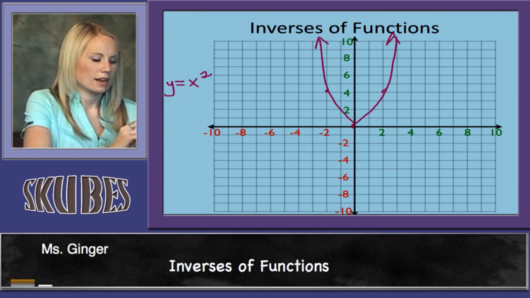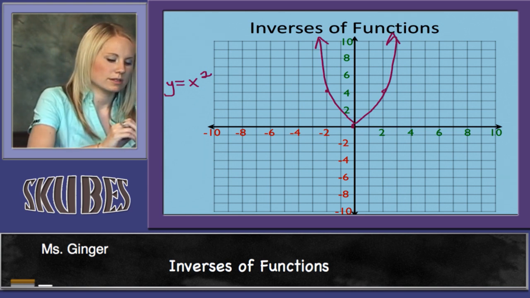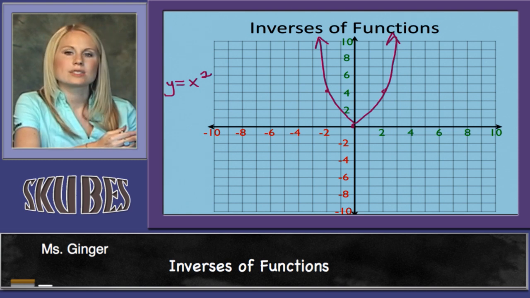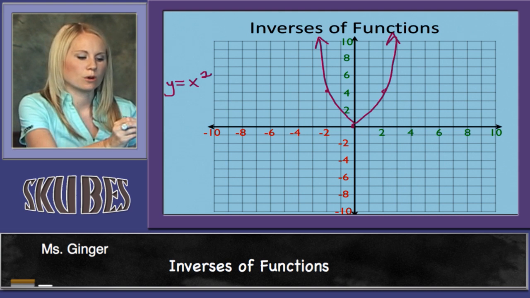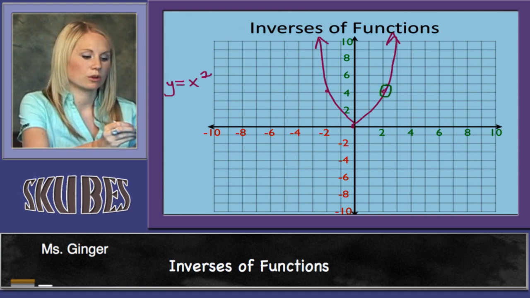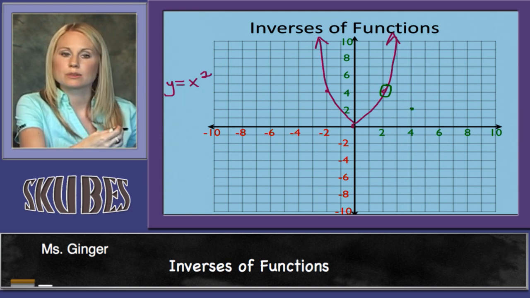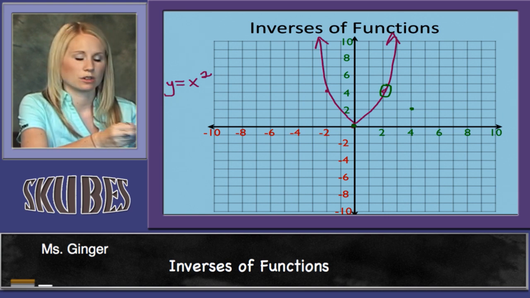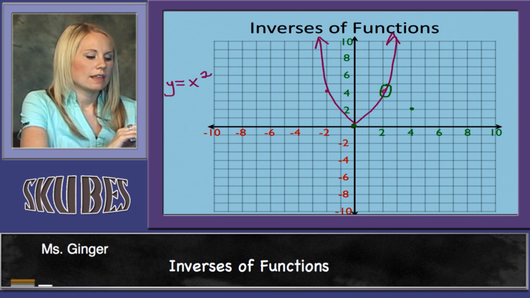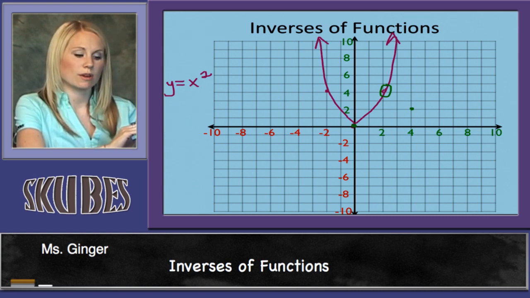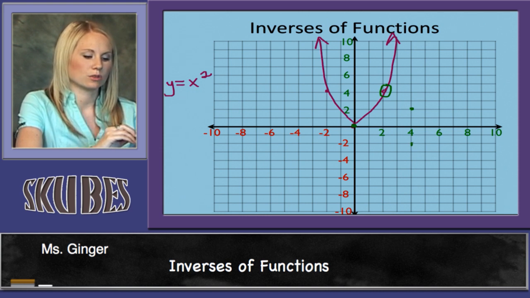So if I can see that, I can take those 3 points and switch the x and y values. So instead of going through the point 2, 4, my inverse will go through the point 4, 2. So I'll go plot that. And 0, 0 is still going to be 0, 0 when I switch around, so my inverse is still going to go through that point. And then the original graph has the point negative 2, 4. So if I switch that around, it's going to have the point 4, negative 2.